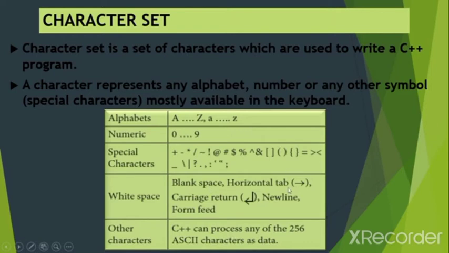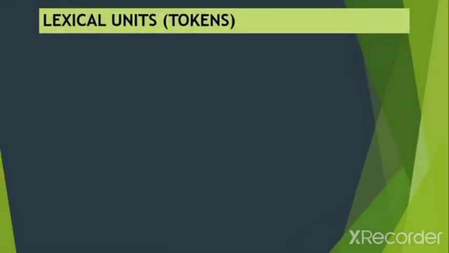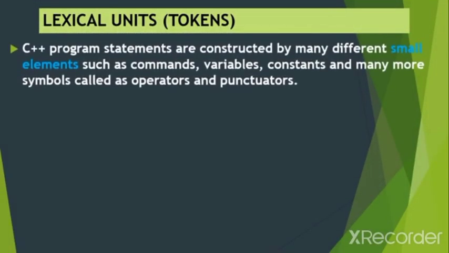Okay, so these are the character sets which are allowed in the C++ programming language. Then lexical unit, it is also called as a token. What do you mean by lexical unit? C++ program statements are constructed by many different small elements. So the program contains a set of instructions, and the set of instructions are made up of commands, small individual elements. That individual element is called as a lexical unit or token.